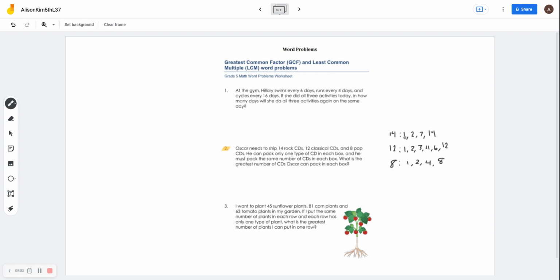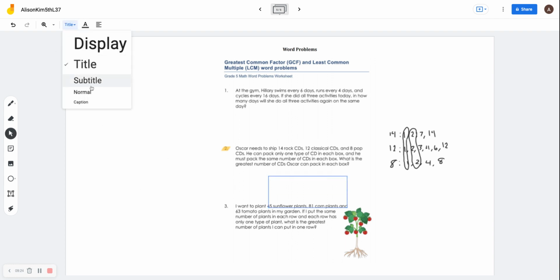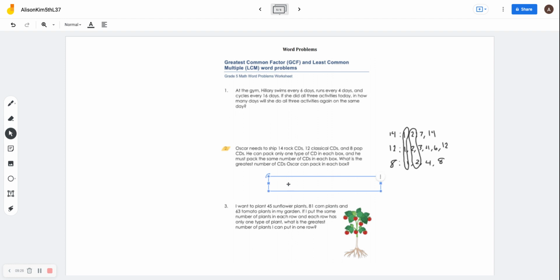Now let's find the greatest common factor. Once again, there's 1. There's 2. And that seems to be it. So once again, everything has 1, so we're going to disregard that. And it seems like the GCF would be 2. So we would say that the greatest number of CDs that he can pack is 2. So he can pack 2 CDs in each box.